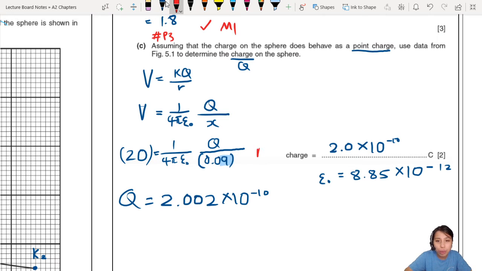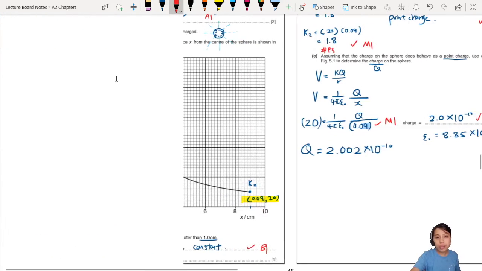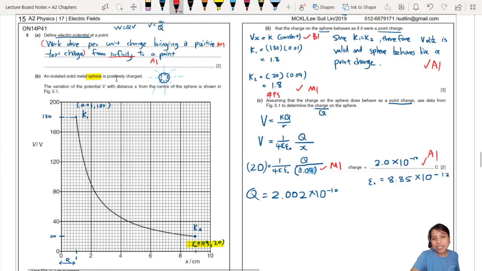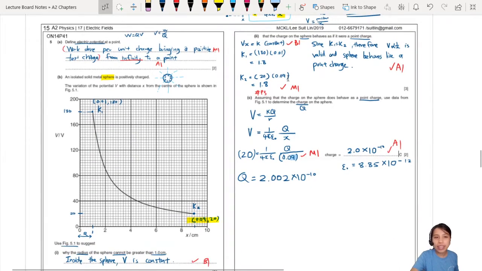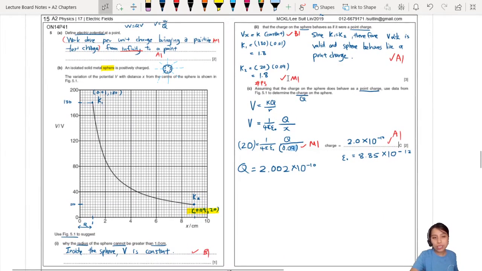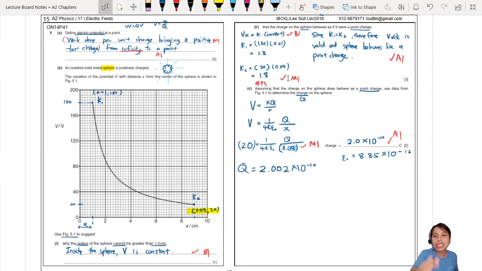You need to know how to choose your points. So M1 here is if you plug into the equation, and also the final mark, 2.0. There we go, not too bad. So this is how you can make sure you know. It's an interesting skill. So use your charges. Remember how to think of inside the sphere, outside the sphere, why it behaves like a point charge. All this reasoning, you've got to be able to explain it.